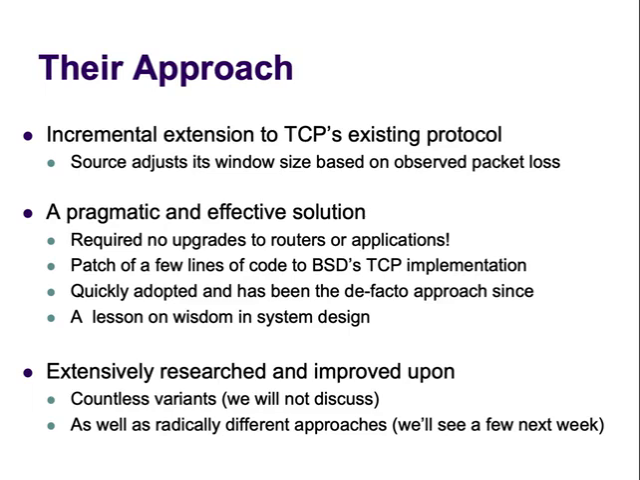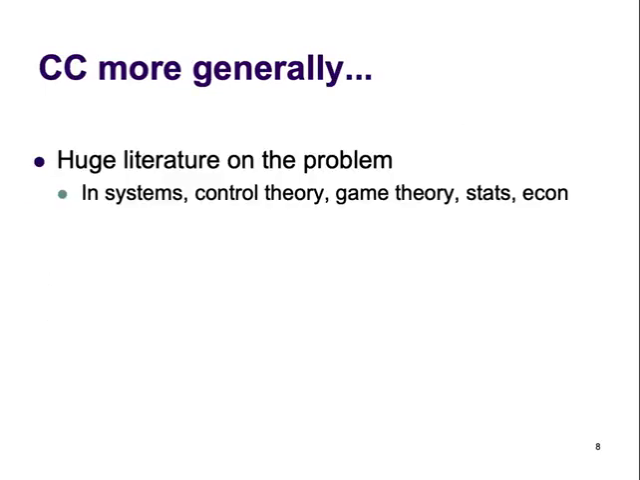A lot of those ideas are actually now increasingly relevant in the context of data centers. And now that we have more advanced routers, some of them look increasingly practical. And so I think it's useful to know those. So with that, congestion control, more generally, there's a huge literature on the problem. This is one of those topics that everyone likes to work on. So the systems people have been doing congestion control forever.